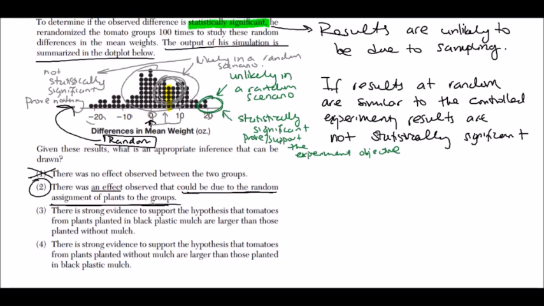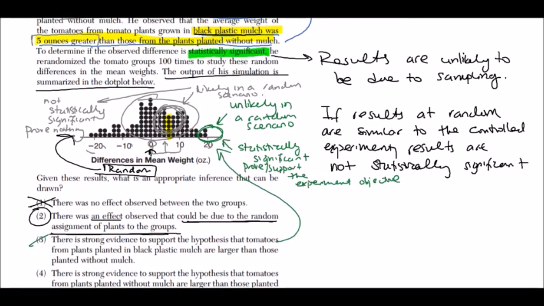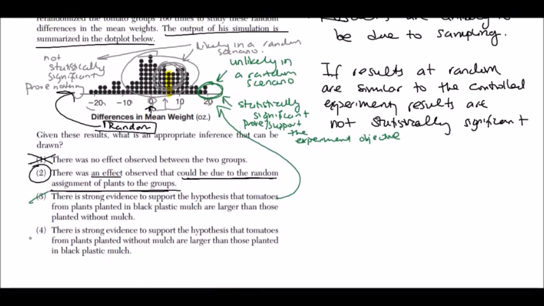If we look at the other two answer choices, there is strong evidence to support the hypothesis that tomatoes from plants planted in black plastic mulch are larger than those planted without mulch. That would be the case if we were in the outlier. If the results were so high that they virtually never showed up in the random test, then this would be the answer. And there's strong evidence to support the hypothesis that tomatoes from plants planted without mulch are larger than those planted in black plastic mulch. Well, that doesn't make any sense at all because we did get a result that showed that they were higher, but not statistically significantly higher.